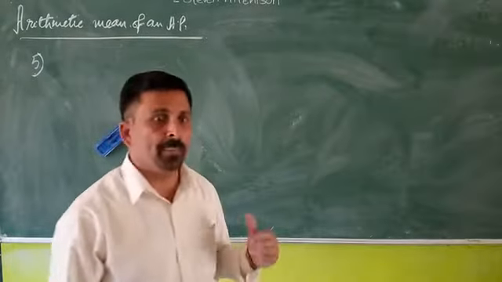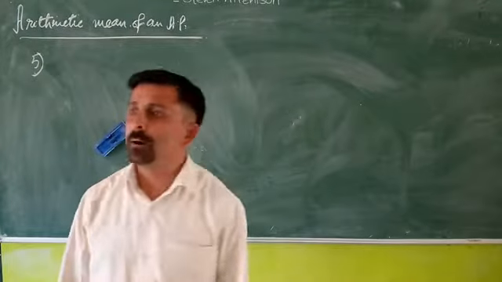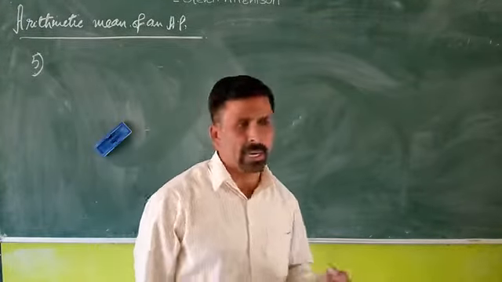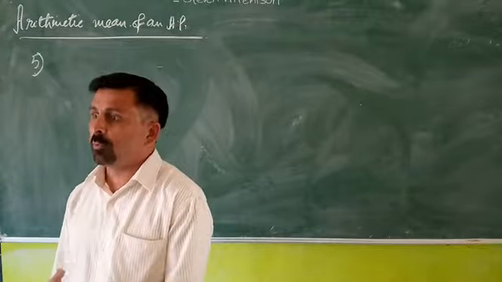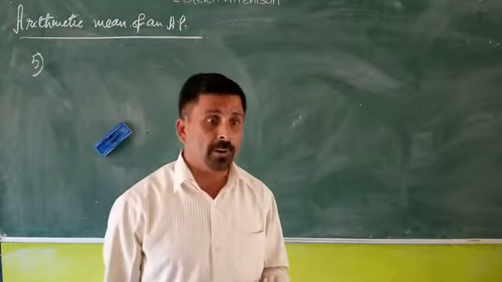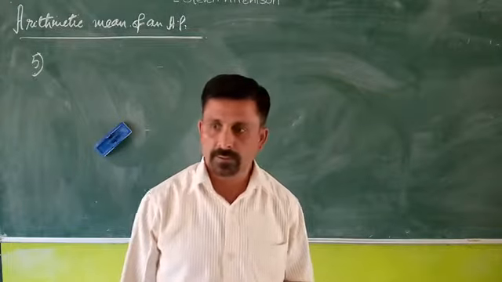Okay, arithmetic mean of an AP. After solving 4 questions, at least we have understood how we assume the term. That's very important. You may have an odd number of terms or an even number of terms. How do we assume in these 2 cases?